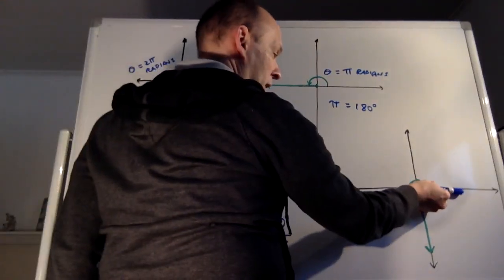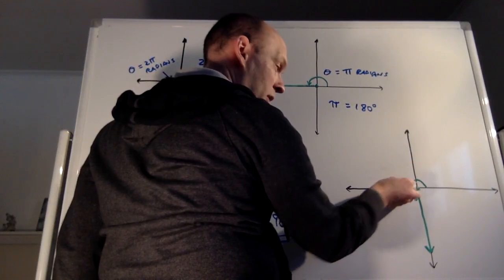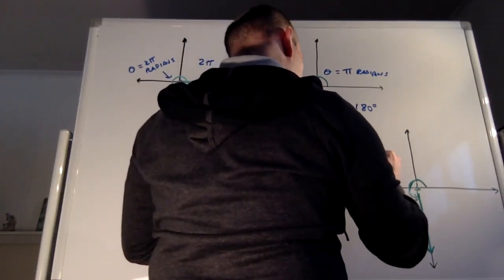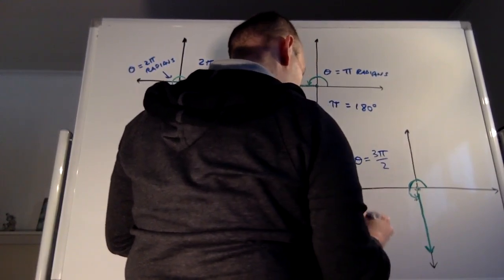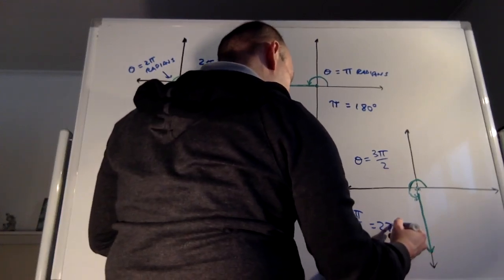So again, if we start over, 1 pi over 2 radians. This is 2 pi over 2 radians. So this must be 3 pi over 2 radians. So this angle right here is 3 pi over 2. So what we see here is that 3 pi over 2 radians, that's the same as 270 degrees.